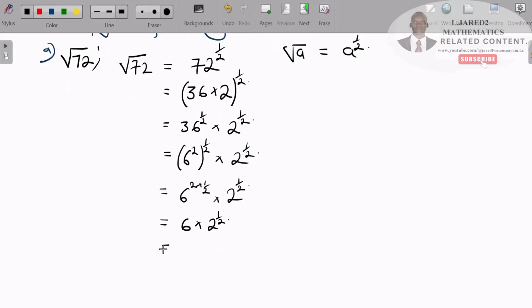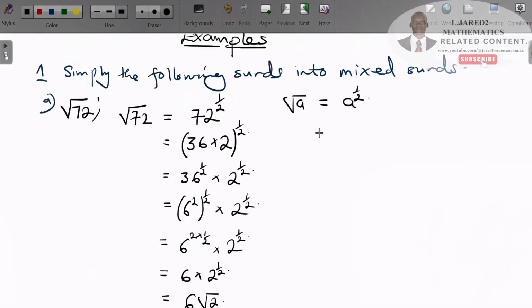So this is the same as having 6, and then 2 power half, the same as having the square root of 2. Therefore, root of 72 is the same as 6 root 2 as a mixed surd. We can have part B, the square root of 125.